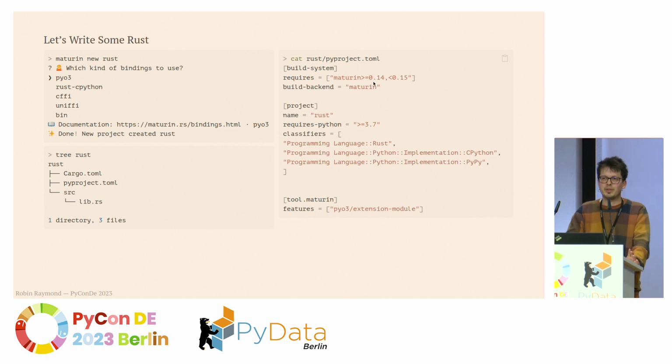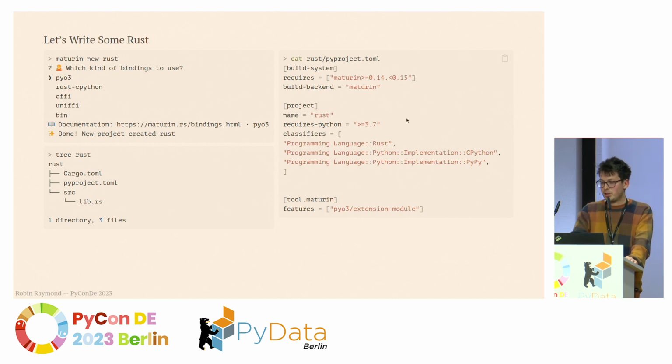I'm assuming everyone is familiar with what a pyproject.toml is. lib.rs is basically where the Rust code will go, and Cargo.toml is basically the equivalent of the pyproject.toml, but on the Rust side. So it'll include stuff like the name of your library and the dependencies and licensing information and so on and so forth.